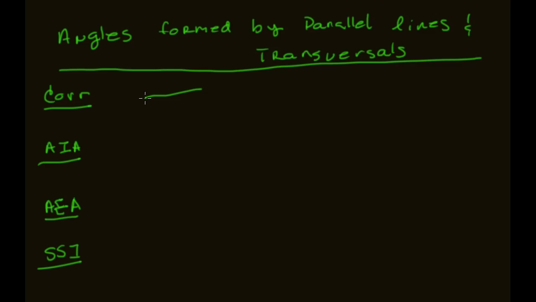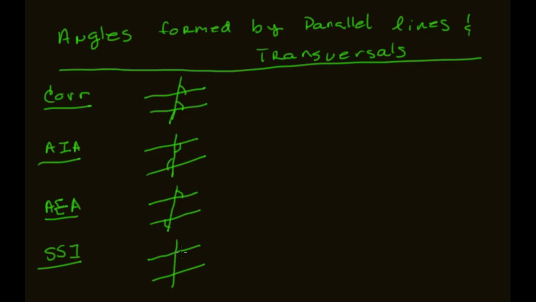So if I have corresponding angles, I have these two, and corresponding angles are angles in the same relative position. So if the one angle is up and to the right, the other one also has to be up and to the right. Alternate interior angles are angles that are on opposite sides of the transversal between the two parallel lines. Alternate exterior angles are on opposite sides of the transversal outside of the two parallel lines. And same side interior angles are between the two parallel lines and on the same side of the transversal.